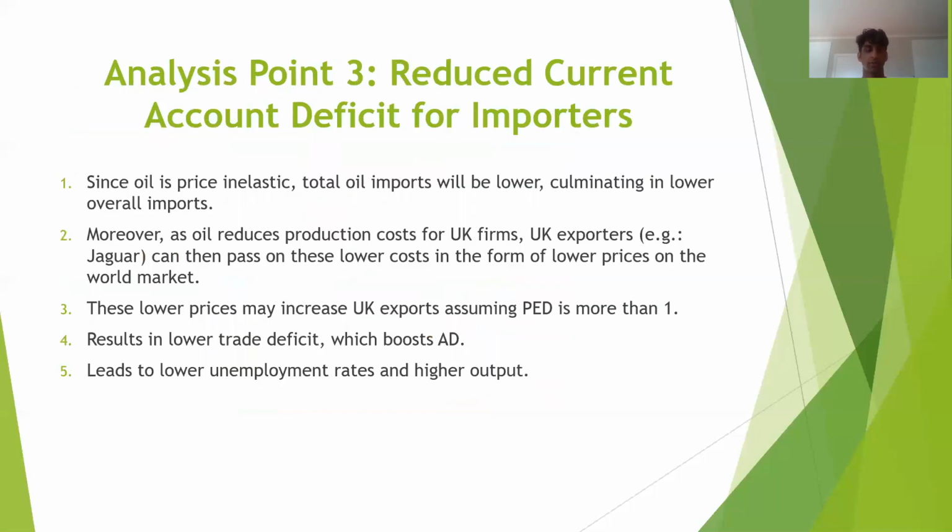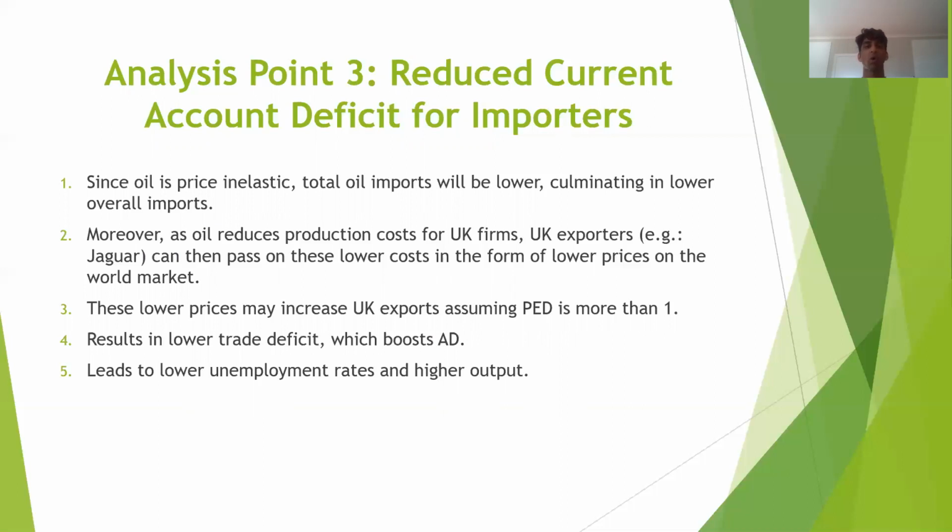That's going on to the third analysis point, and this is to do with the current account. So again, a different topic. And this is a reduced current account deficit for importers. Now, why is that? Our starting point is going to be because of the price inelasticity of oil. So oil is price inelastic, meaning that if oil prices fall by 80%, the quantity traded or the quantity demanded will increase, but not as much as 80%. So as a result, total value of oil imports will be lower.